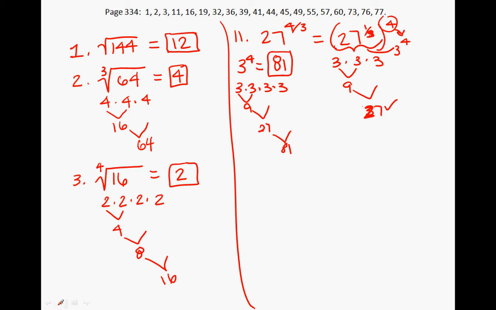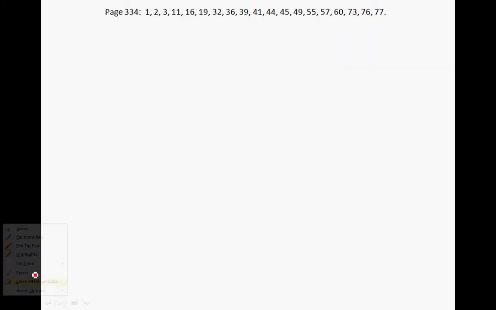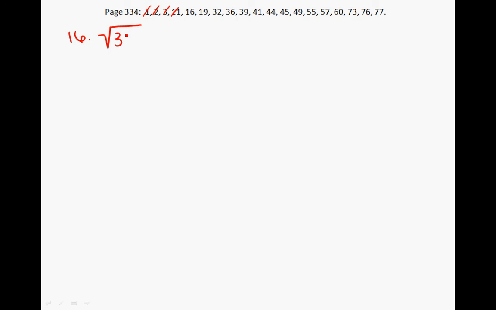Okay, let me clear off the screen. So now number 16, so we've done all of those, it gives us this. And it says to simplify, once again, without using a calculator. So it's basically asking us to do what we did in the first form, just kind of set up differently.